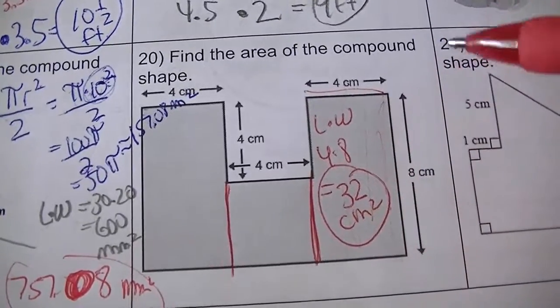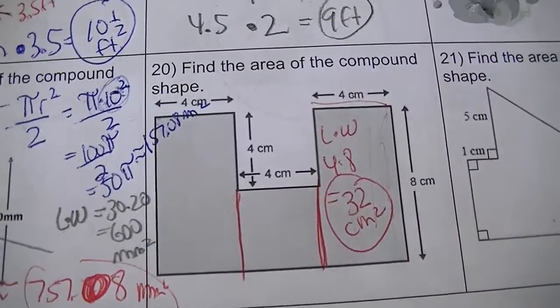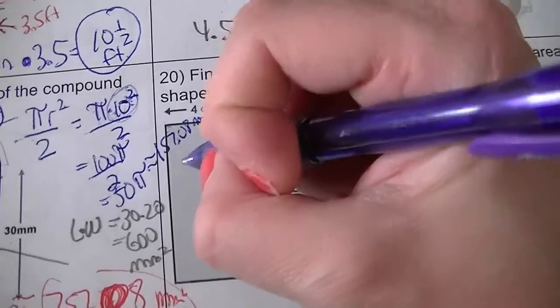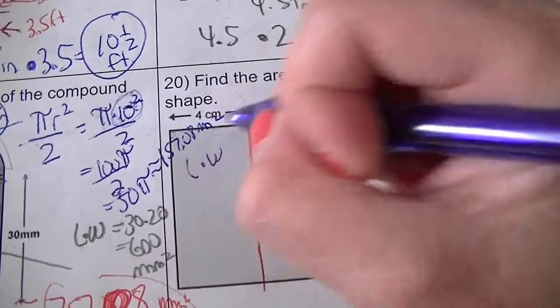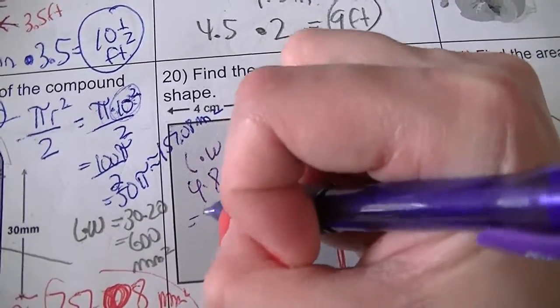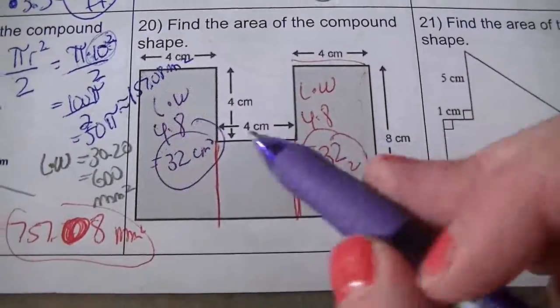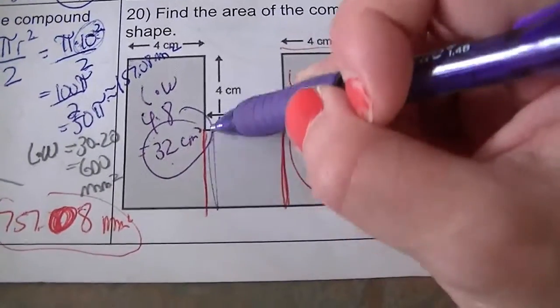I'm going to circle that because I know later at the end I have to add it all together. This one right here is 4 centimeters by the same thing, 8 centimeters. Similar thing, length times width. 4 times 8 gives me 32 centimeters squared. So far, we've got these two sections down. Now we just need this one right here.